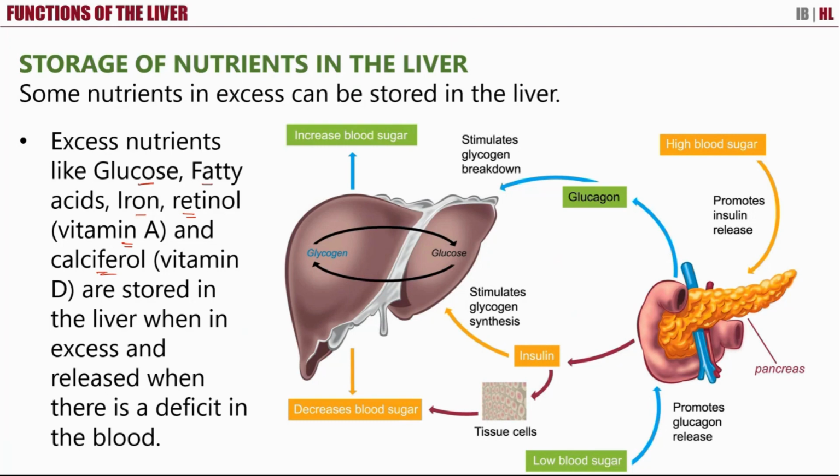So here we have a flow chart just to understand how it is regulated. Here we are taking the example of blood sugar. So let's start with this case. High blood sugar is there. High blood sugar, what does it mean? It means in the blood there is a higher concentration of what?